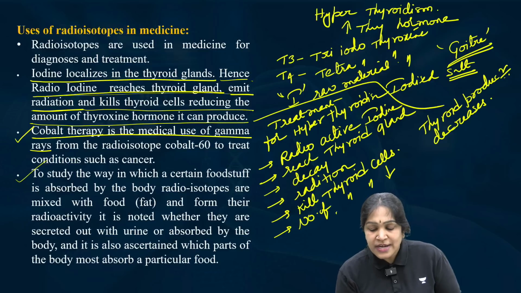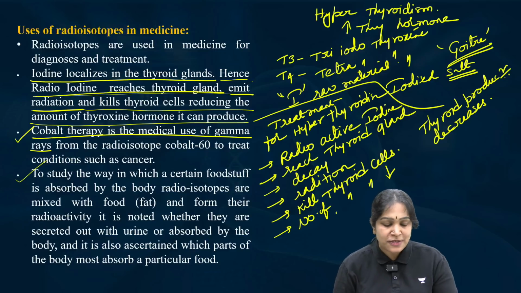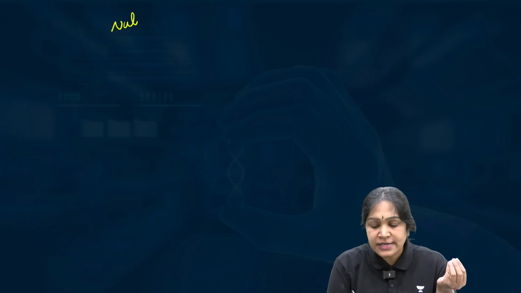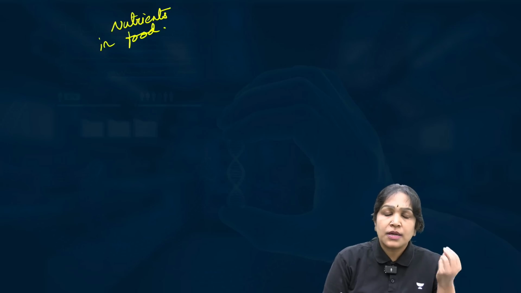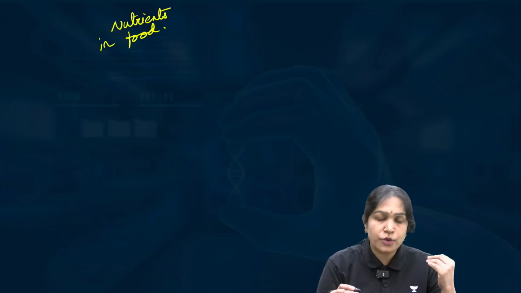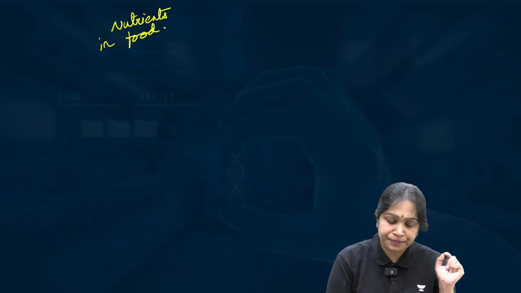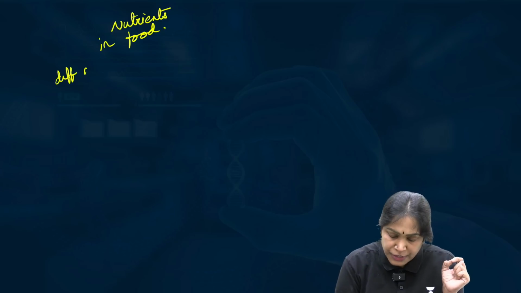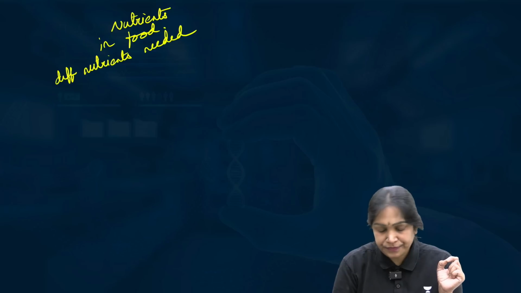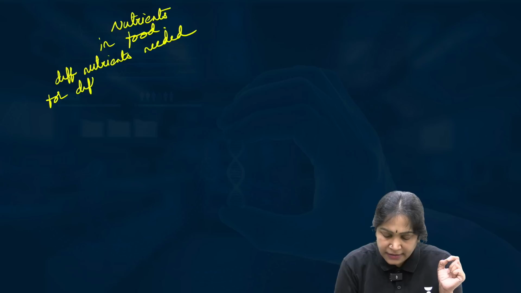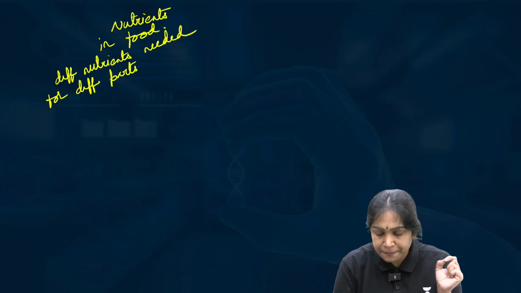Then, to study the way in which certain foodstuff is absorbed in our body, let me explain this here. We have different nutrients in our food. Now, do you agree that we need different nutrients in different parts of the body? Different nutrients are needed for different parts of the body.